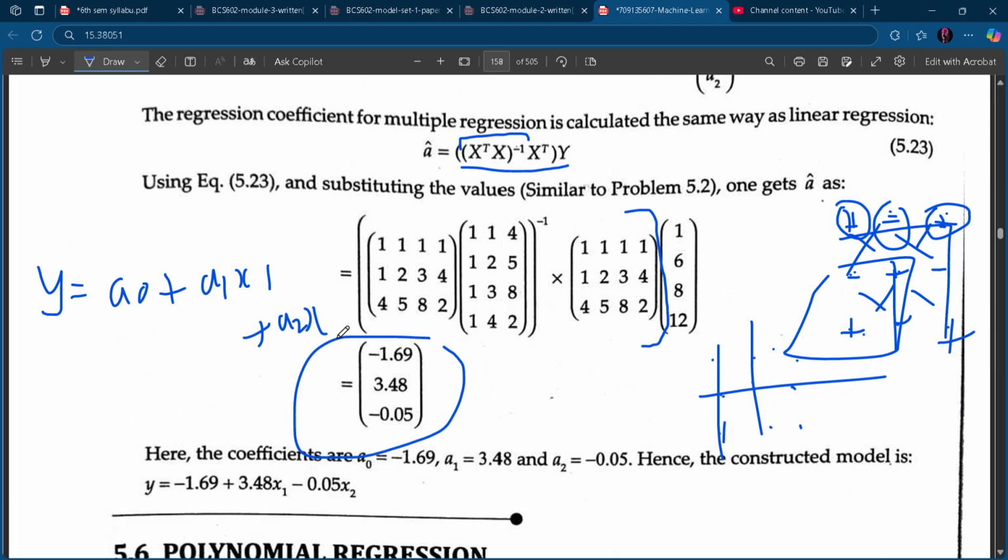But the only problem you might face, by chance, is if they change the matrix of the problem, then I say you don't attempt that question itself. Okay, so remember the answer: minus 1.69, 3.48, then 0.05.